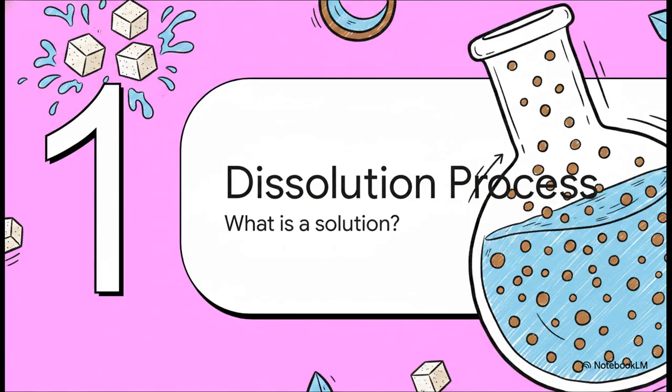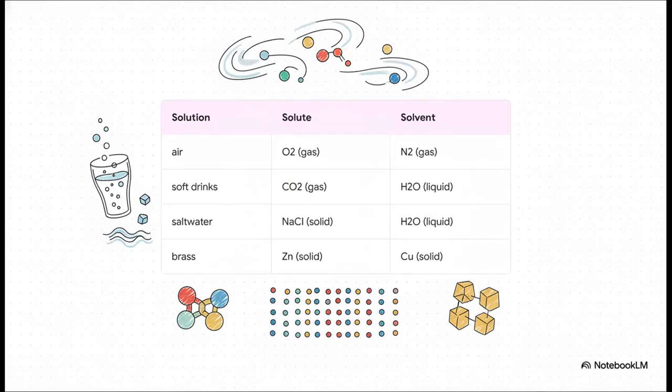Section 1. The process of dissolution. When we talk about solutions, we've got a solute, that's the stuff being dissolved, like our sugar, and a solvent. The solvent is the medium doing the dissolving, and is usually there in a much larger amount, like water. Now, honestly, a lot of us just assume solutions have to be liquids, right? Like solid salt dissolving into liquid water.